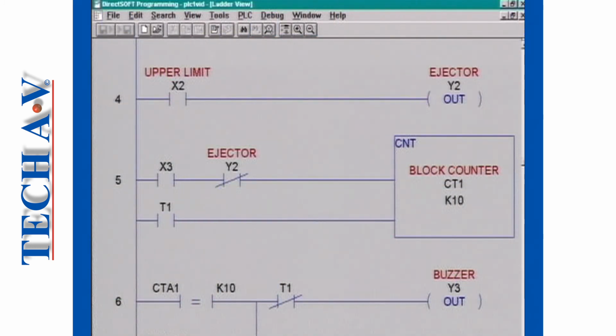After the break, we'll examine the layout of a typical PLC ladder logic diagram.